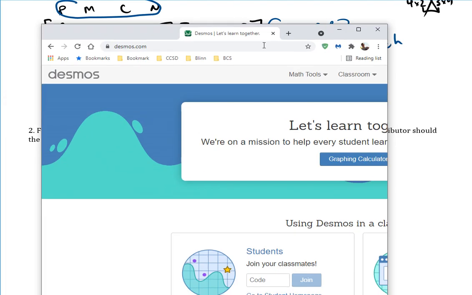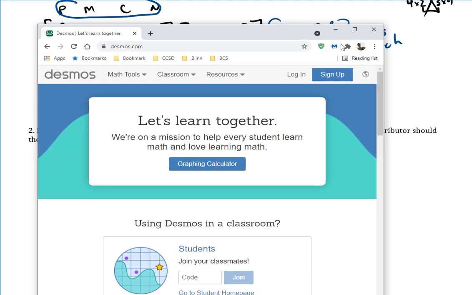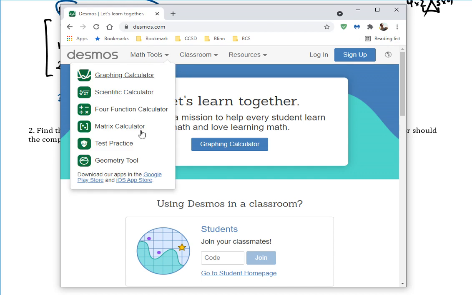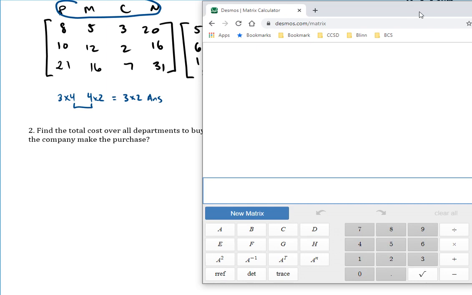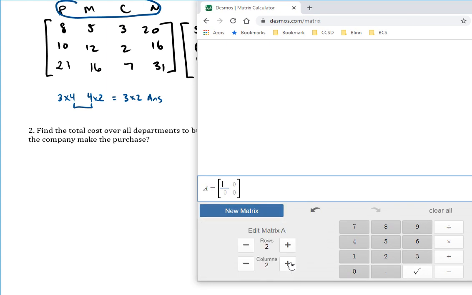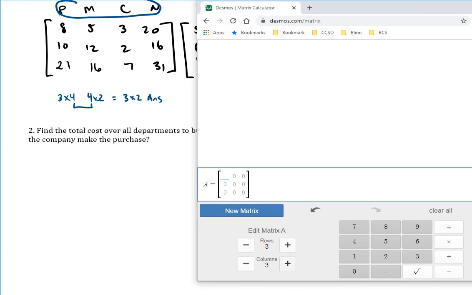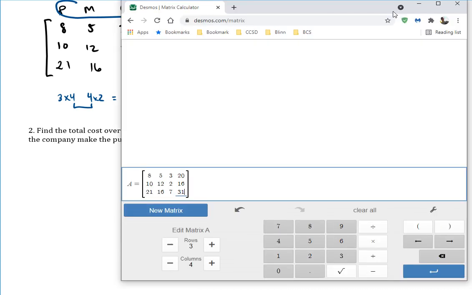Okay, so let me scroll over. So I'm going to use Desmos. Okay, and let's go to Math Tools and Matrix Calculator. And then let's just get those matrices in. So new matrix, it's got 3 rows, 4 columns, and then 8, 5, 3, 20, 10, 12, 2, 16, 21, 16, 7, 31. And then double check all those numbers. I think they are good, so I'll press enter on that.